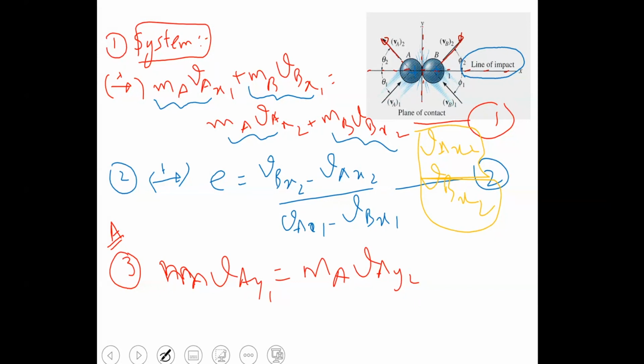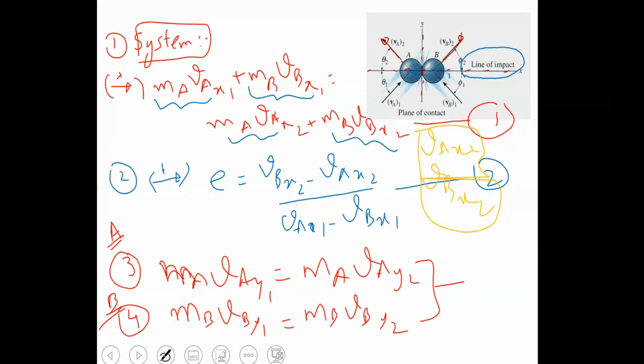VA-Y2. Similarly, in step number 4, you are going to apply the same logic to particle B. Since there is no impulse acting on particle B along the plane of contact, there shouldn't be any change in particle B's momentum along the plane of contact. Therefore, you can write MB VB-Y1 should be equal to MB VB-Y2. So from these two equations, you can find the values of VA-Y2 as well as VB-Y2. So all the four unknowns are now known to you.